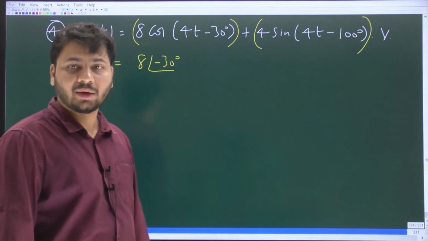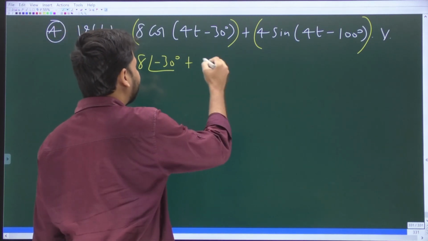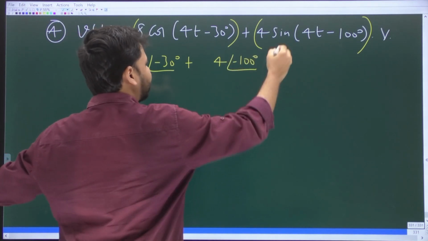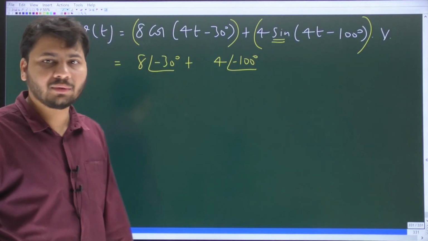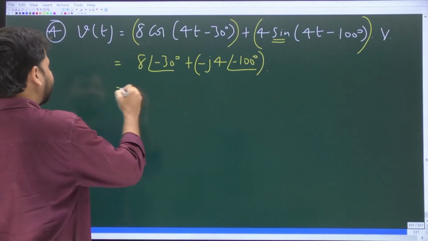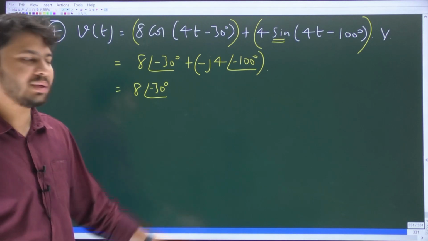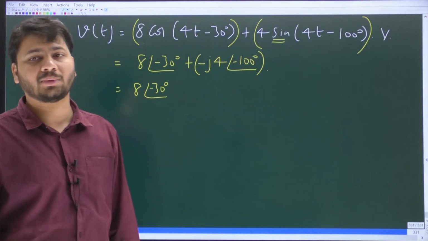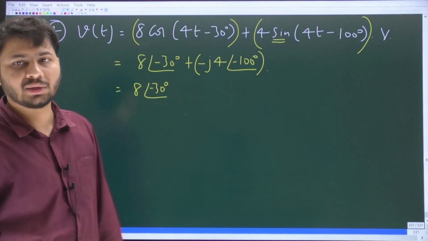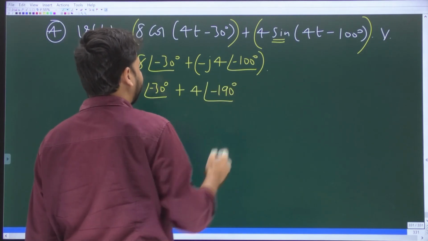What is the second term? 4 sin 4t minus 100 degrees. I told you, first you write 4 at an angle minus 100 degrees. Since it is expressed in terms of a sine function, you should add this minus j thing. That's all. This can be further written as 8 angle minus 30 degrees, minus j is angle minus 90 degrees, angle minus 90 degrees into angle minus 100 degrees is angle minus 190 degrees. And that will be 4 at an angle minus 190 degrees.